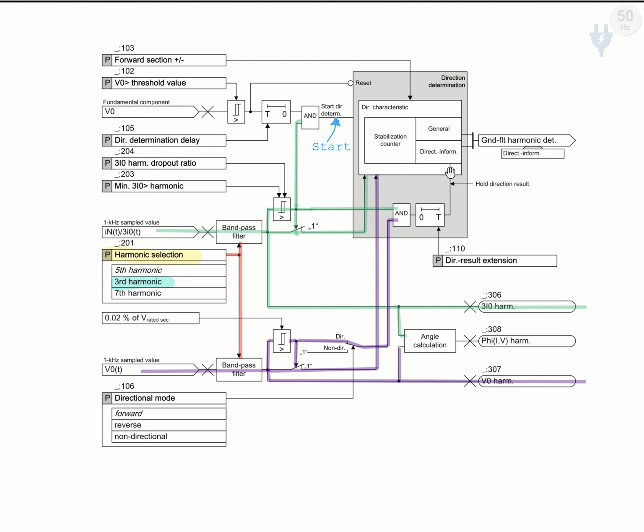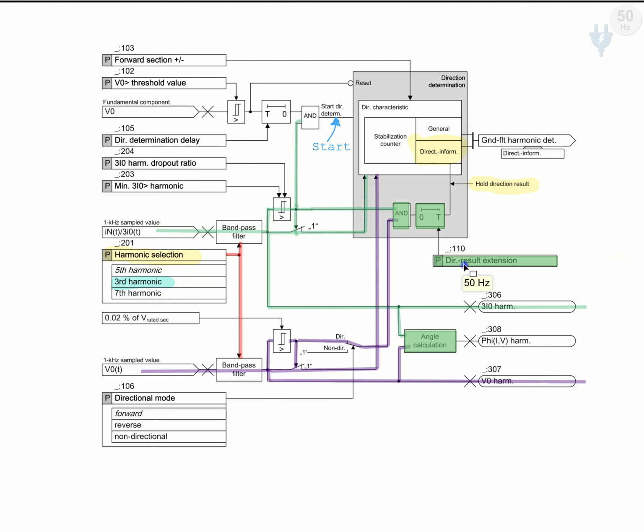Here, it goes for angle calculation, and with this angle calculation the AND gate is fulfilled. Now the result should be extended for a few milliseconds. The direction result should be held. It is going to the direction information block.